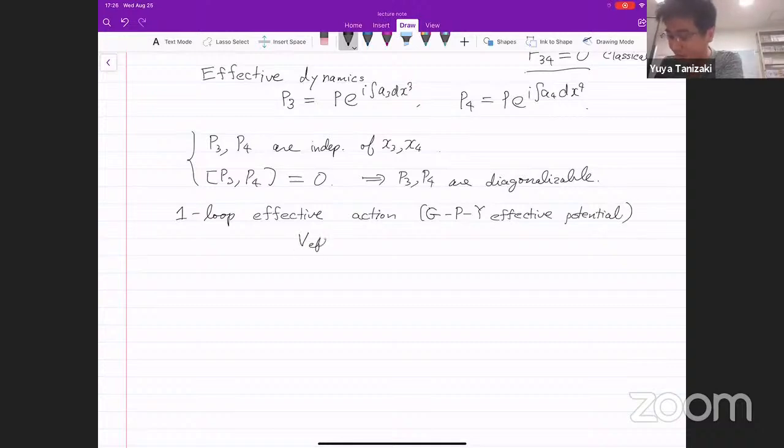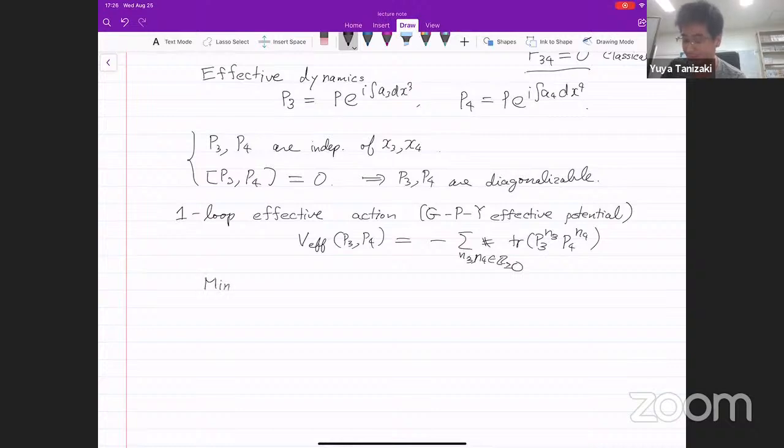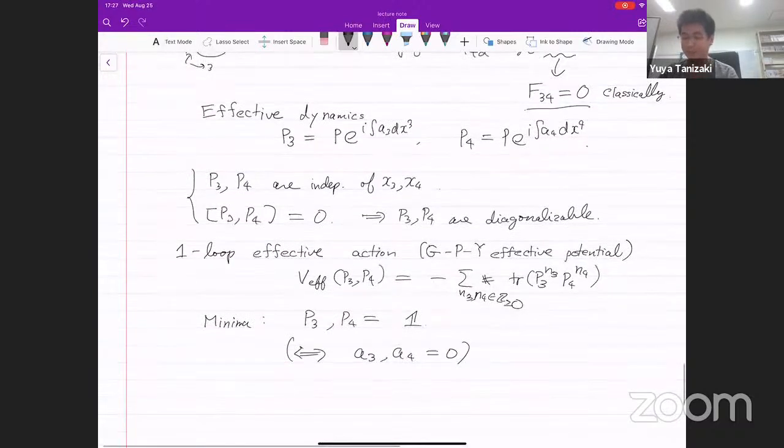So this effective P3, P4 is basically having some factor, something like this. And because of this negative sign, the classical minima, for example, are given by P3 and P4 both proportional to the identity. So that means the gauge fields are very trivial. In other words, you can really set A3 and A4 to just zero because of this expression. By setting A3 and A4 to be trivial, you can realize this one.